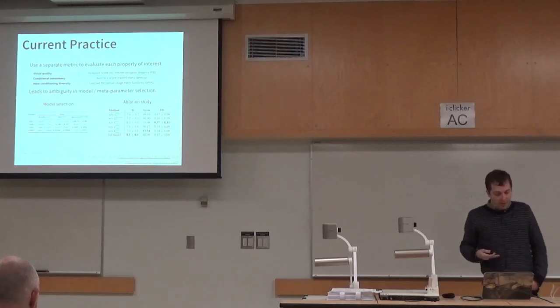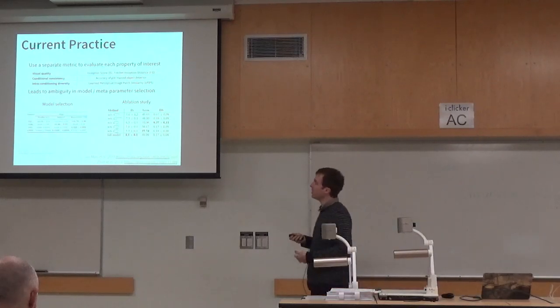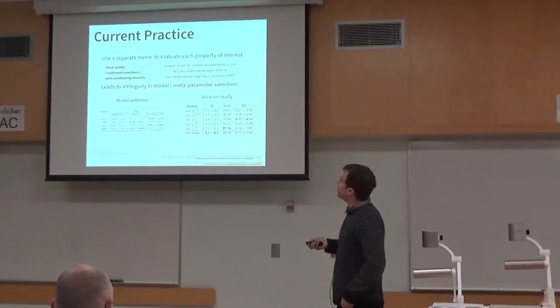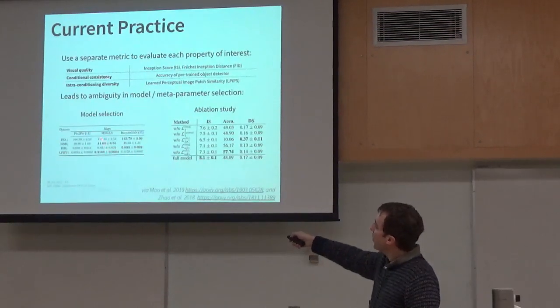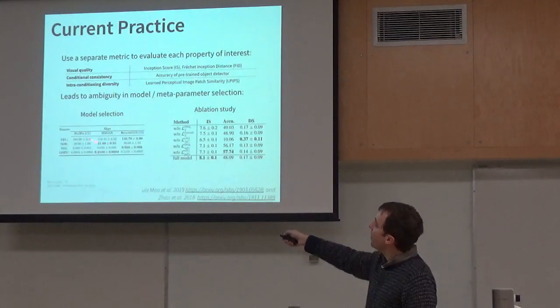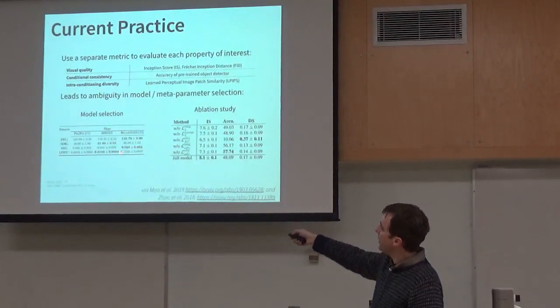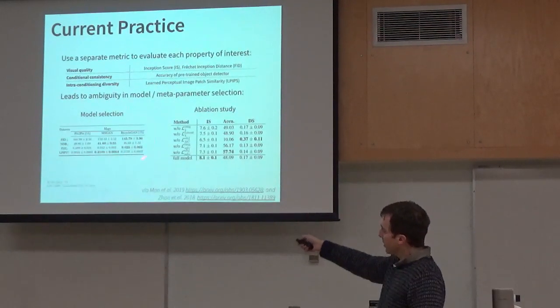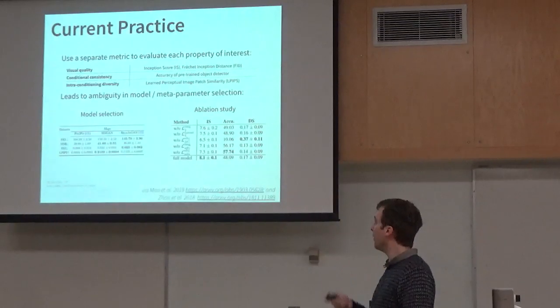What people do right now to measure things like conditional consistency and inter-conditional diversity is use multiple metrics. You'll find tables like this one, I think from a UBC paper, I don't know if the authors are here, where you're doing model selection and you have, say, an FID capturing visual quality, and a number of different metrics. The more popular one for diversity is something called LPIPS. You'll see that different models perform differently on these metrics: one is best in FID, one is best on NDB, one is best on JSD, one is best on LPIPS, and so forth. That makes it somewhat ambiguous to pick the best model, because one is better for diversity, one is better for consistency, one is better for visual quality.